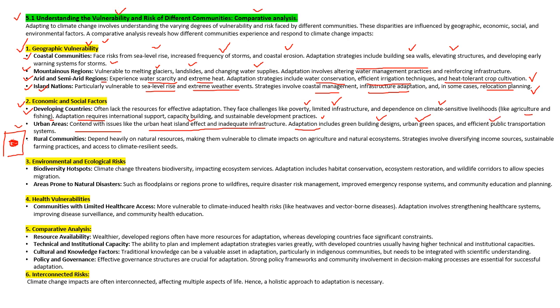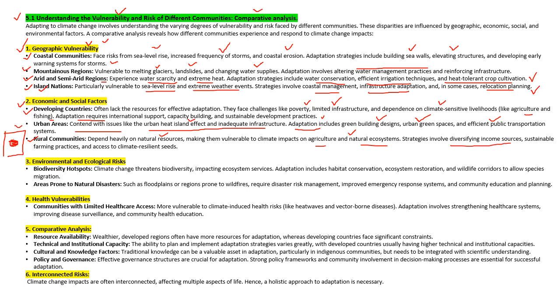The next is the rural communities. Rural communities, as we know, are very highly dependent on natural resources. So if there is a change in the climate, what does it affect? Agriculture and natural ecosystems. It may be the pond, the river bank, or the soil. All these are being affected due to climate change. What should be the strategies?